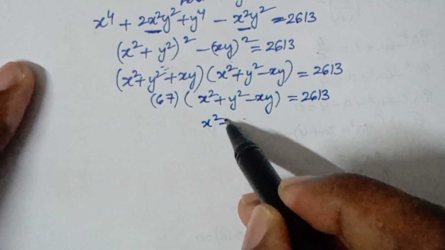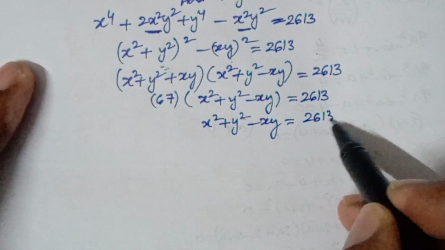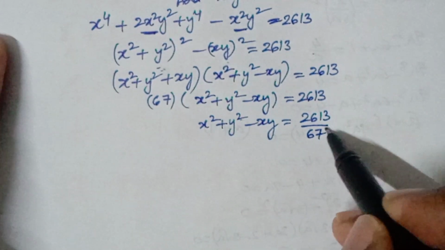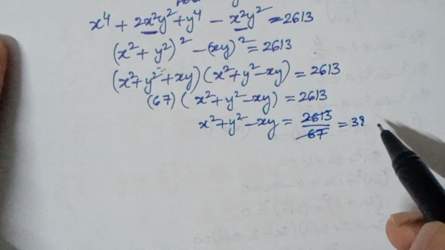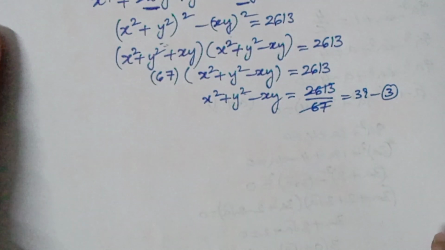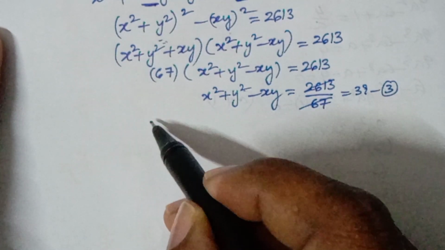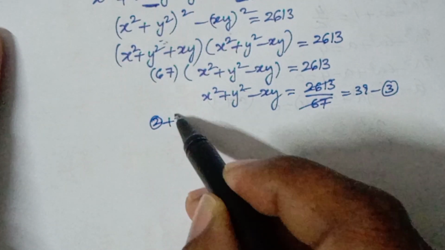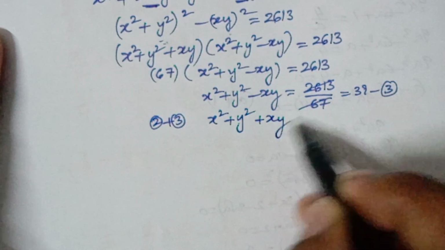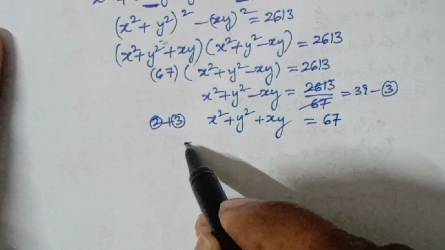Now x^2 + y^2 - xy is equal to 2613 over 67. Here it will go 39 times. Let it be equation 3. Now if we add both the equations, the second and third: the second one is x^2 + y^2 + xy is equal to 67. This is the second equation given.